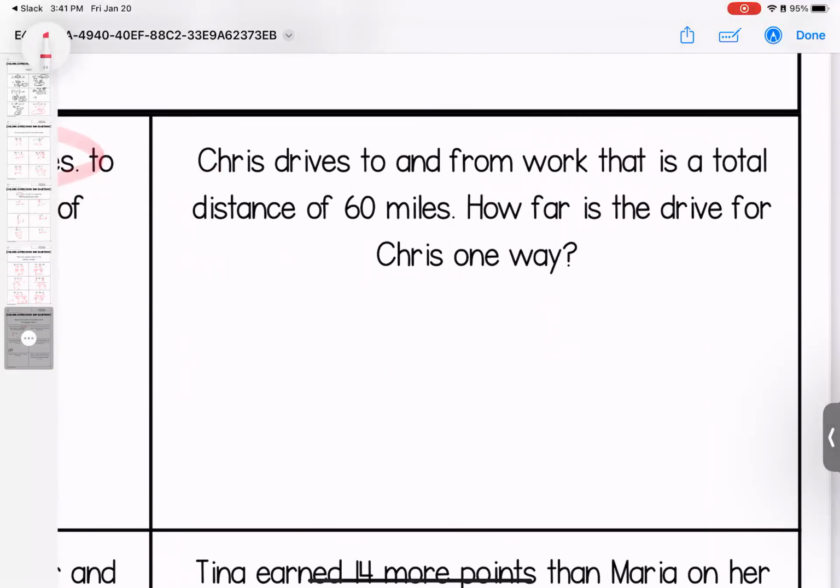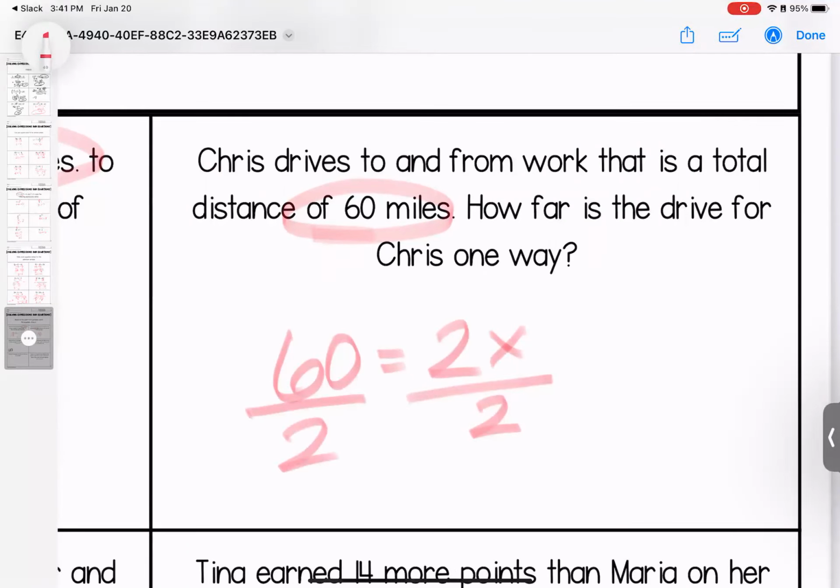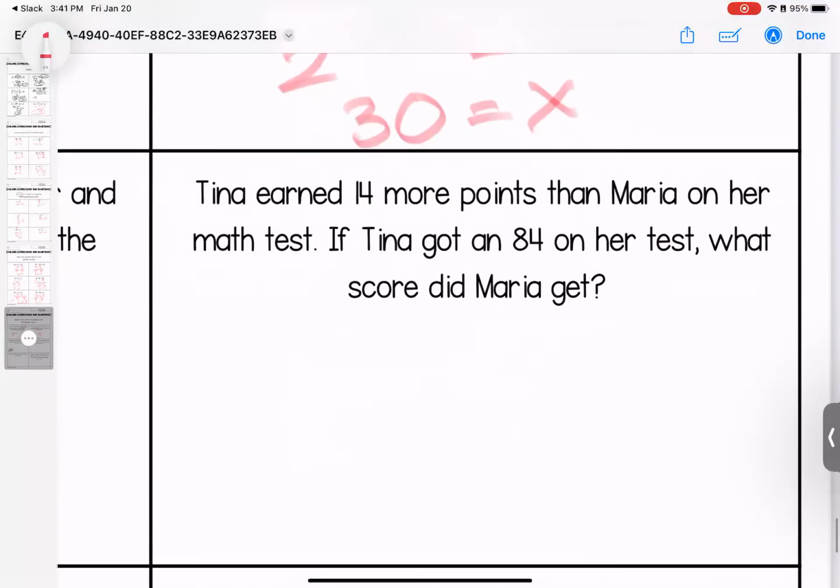Chris drives to and from work, and that is a total distance of 60 miles. How far is the drive for Chris one way? So if it's 60 miles to go to and from work, so 2 directions, what is the one way? Divide by 2, divide by 2. Chris drives 30 miles one way.